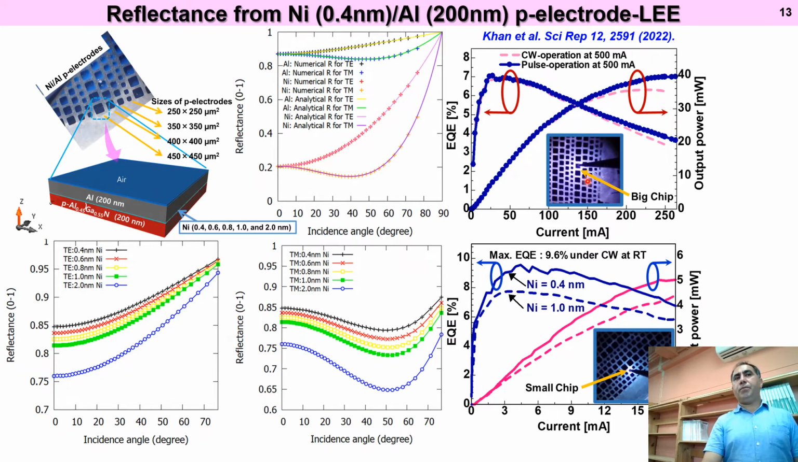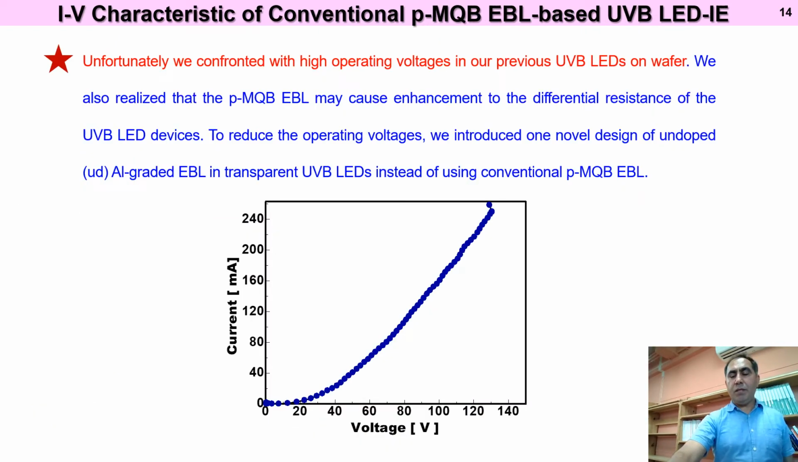And here is the chip of the UVB LED on bare wafer. It's a 400 by 400 micrometer square chip. As a result, we got a 7.1% EQE and a light output power of 40 milliwatts. But by using a small chip, 250 by 250 micrometer square area, with 0.4 nanometer thick nickel in the p-electrode, we got a world record 9.6% EQE under CW operation. But it's not the end of the story.